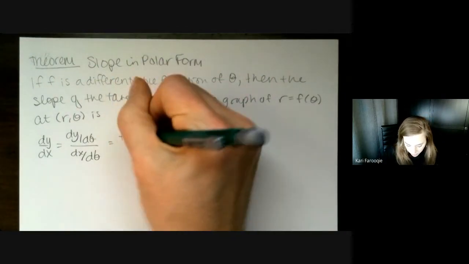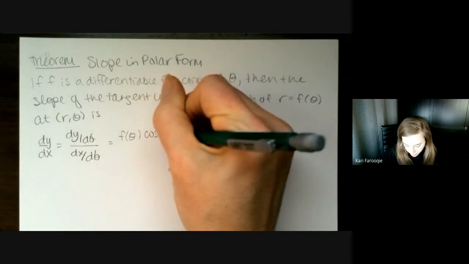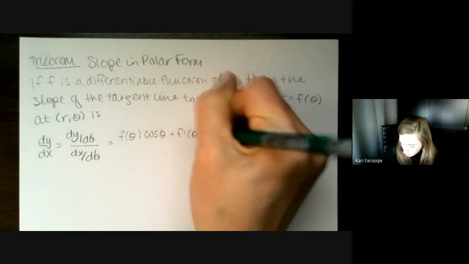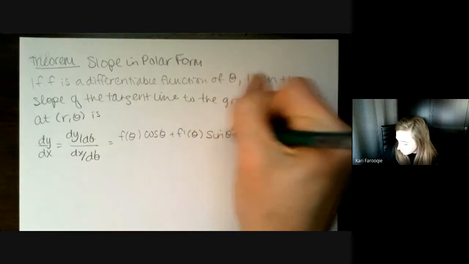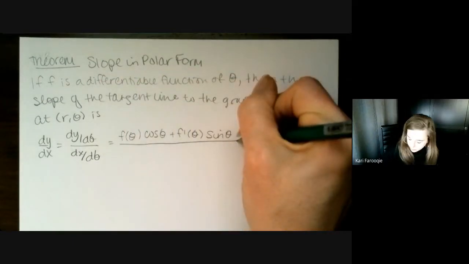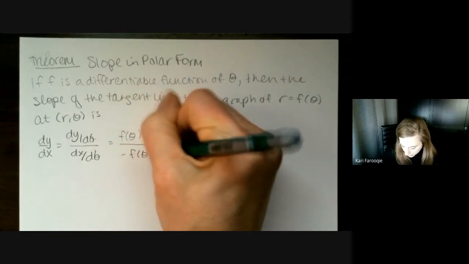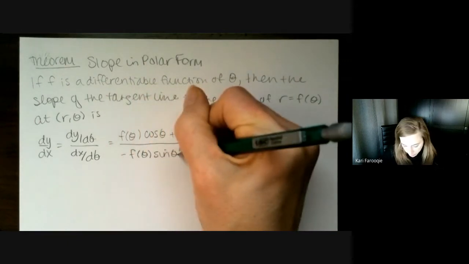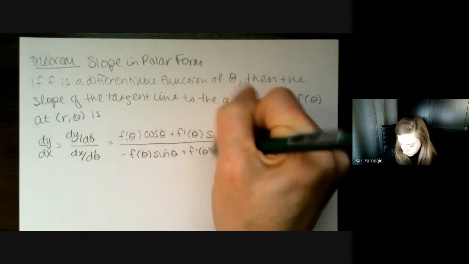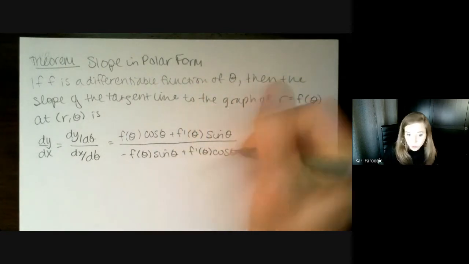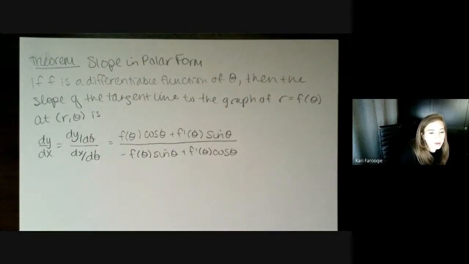This is f of theta times the cosine of theta plus f prime of theta times the sine of theta divided by negative f of theta sine theta plus f prime of theta cosine theta. Now this is provided dx d theta does not equal 0.